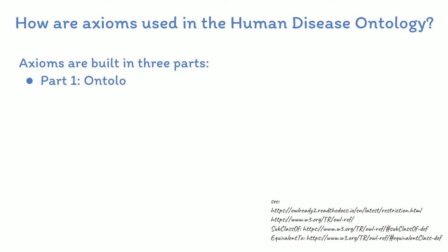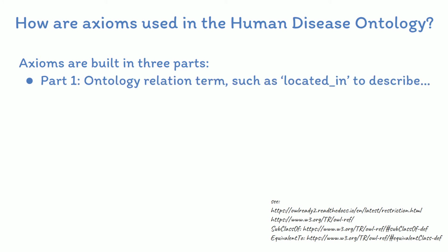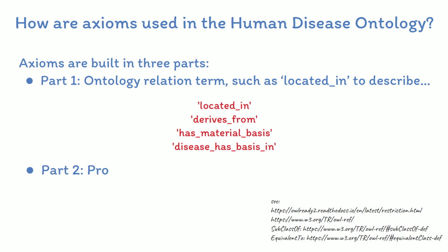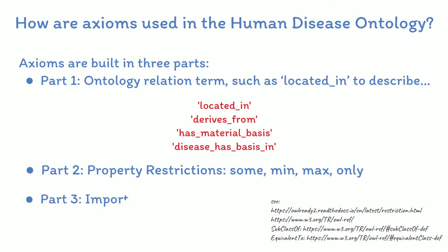Part 1. An ontology relation term, such as located in, is used to describe the disease. In Part 2, property restrictions, such as some, min, max, and only are used. And in Part 3, an import term is used to build the relationship. The use of axioms to infer relationships allows us to view diseases on the basis of their anatomical location, their cell of origin, their mode of inheritance, their sequence structural variant type, symptom, phenotype, or even environmental exposure.